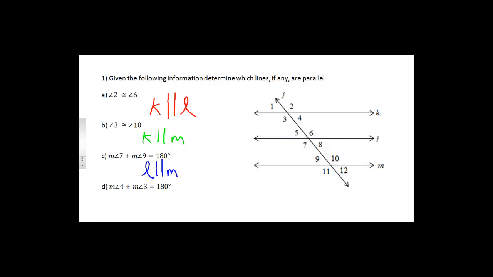And the last one, part D, if angles 3 and 4 add up to 180 degrees, well, those are just a linear pair. They're not on any separate lines. So this is one of those cases where we need to make sure we have read carefully. It says which lines, if any, are parallel. In this case, we would say that there are none.